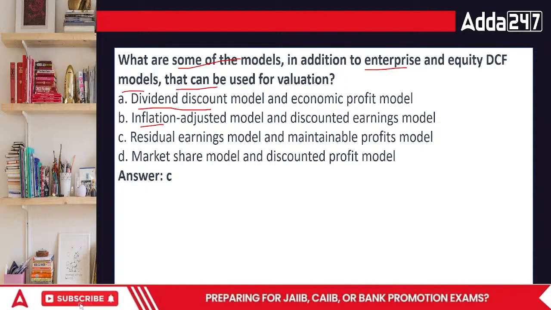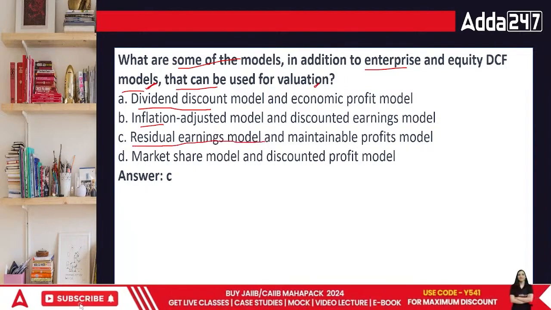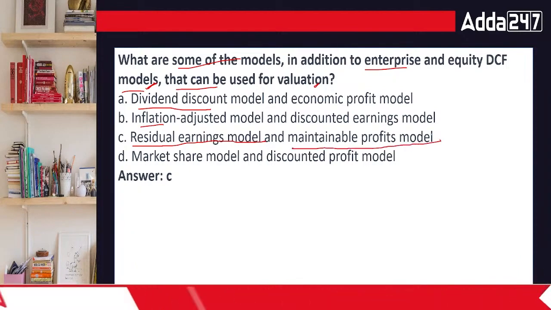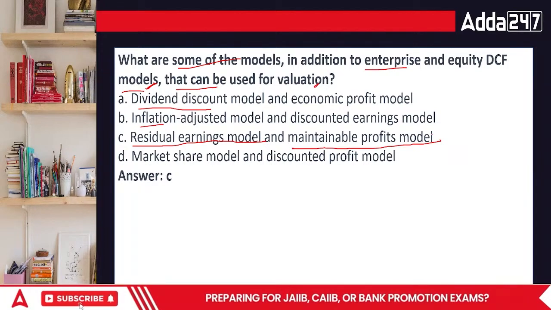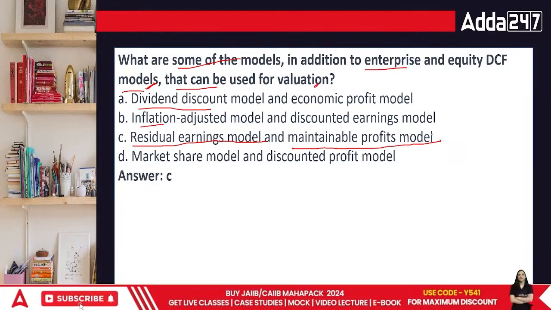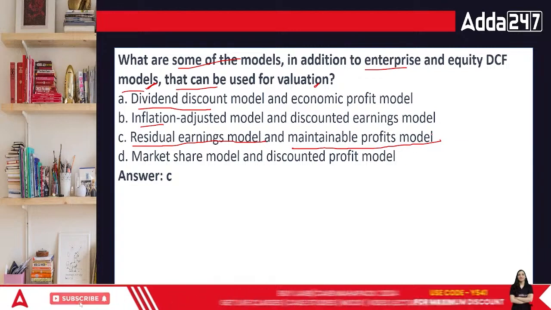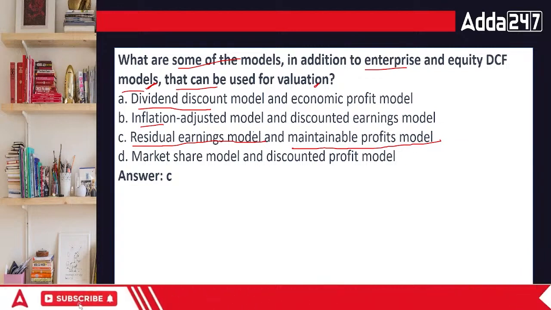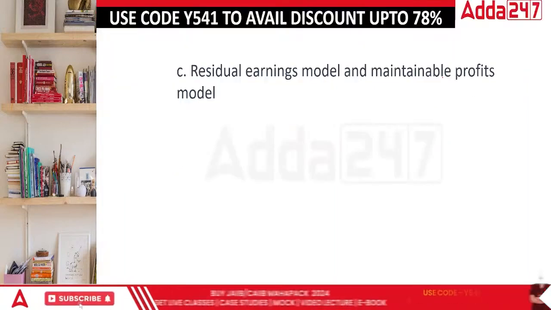Equity is always the residual earnings. They are the scavengers of the organization. They hunt upon what is left in the organization and then they maintain. But for this, whatever is happening, if there are losses, then they face a lot of problems. This is basically done in order to maintain the profits. So it is basically the residual earnings as well as maintainable profit model. The answer is C, everyone.